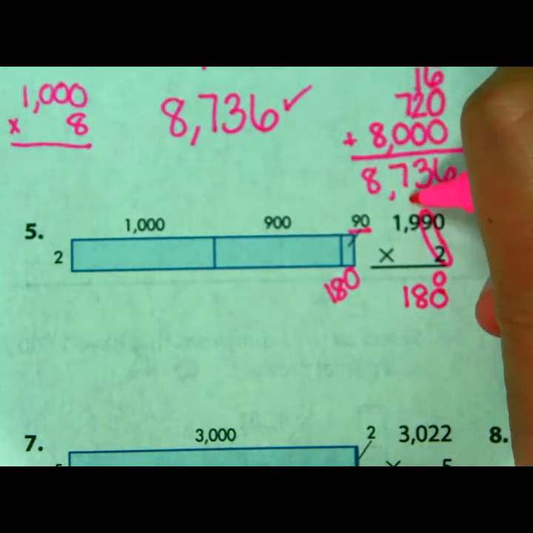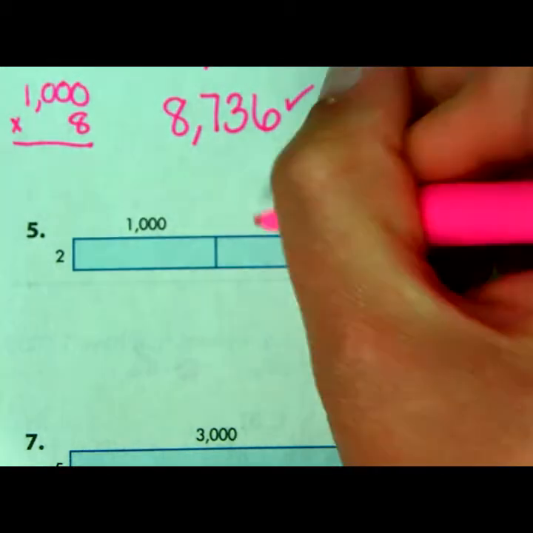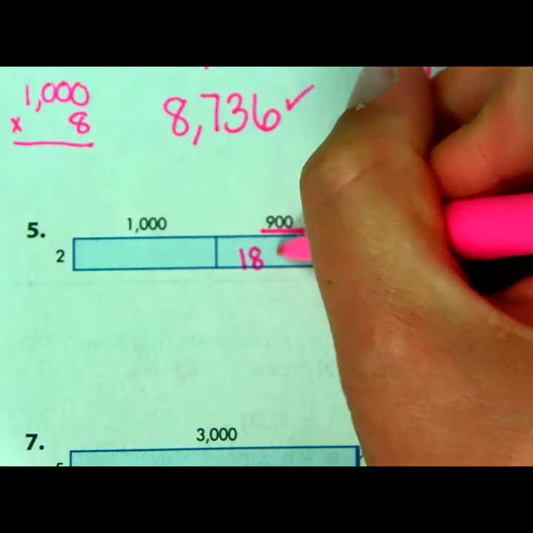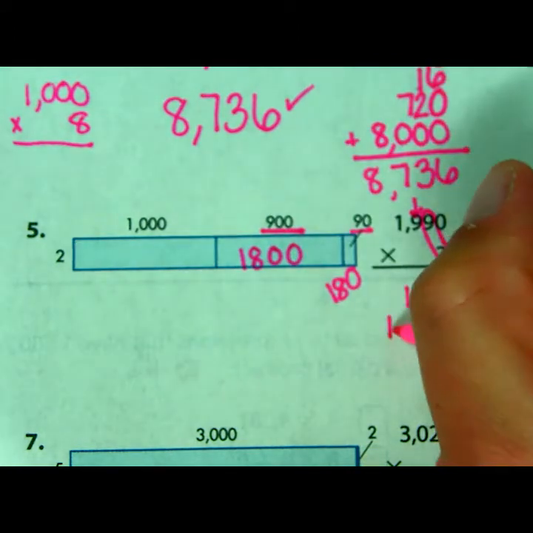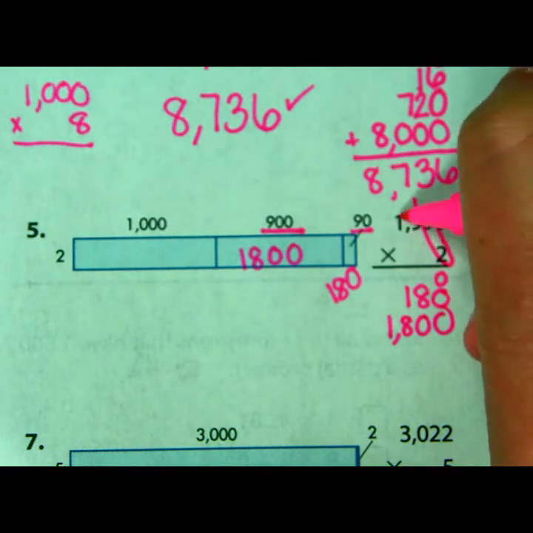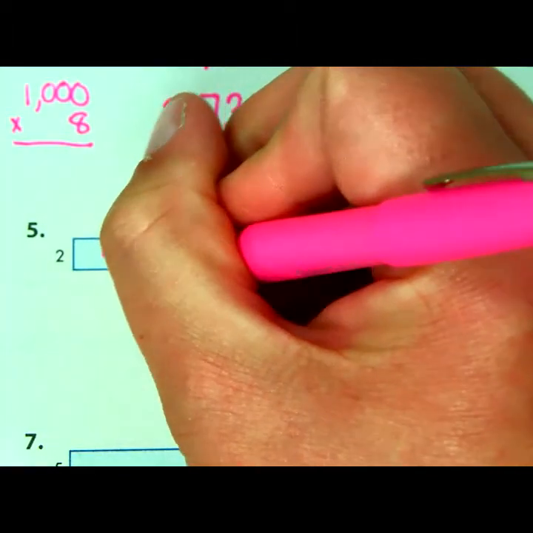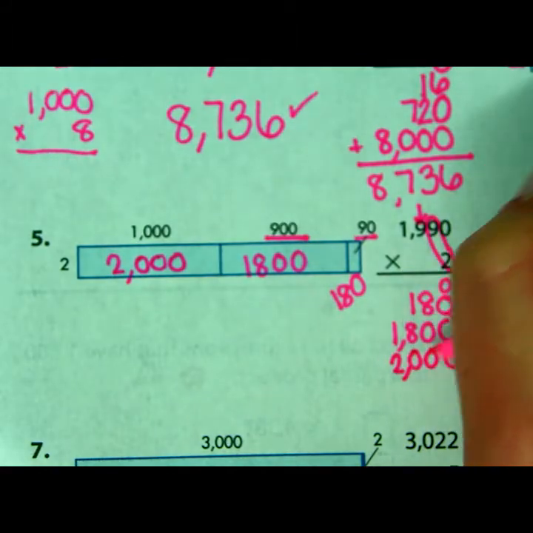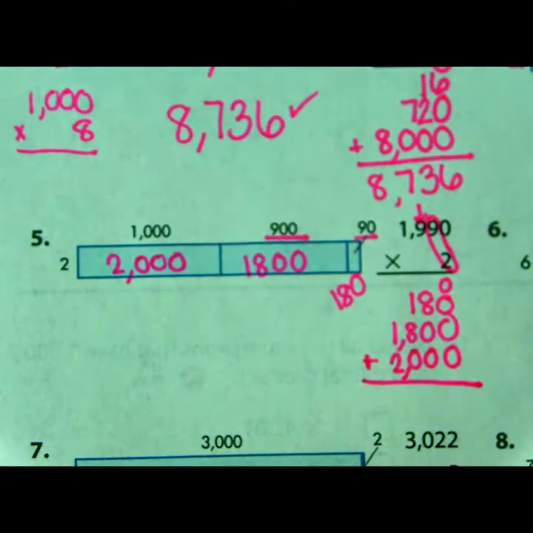And then moving on to the 9 in the hundreds place, you see here represented 900. 2 times 9 again is 18. Add your 2 zeros, 1,800. And last but not least, 2 times a 1 in the thousands place gives you that partial product of 2,000. Now you can add your partial products together.